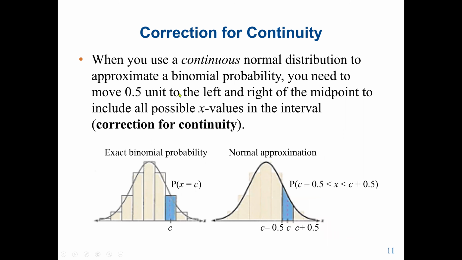So when you use a continuous normal distribution to approximate a binomial probability, you need to move 0.5 unit to the left and right of the midpoint to include all possible x values in the interval. That's the correction for continuity. That's the whole concept here.